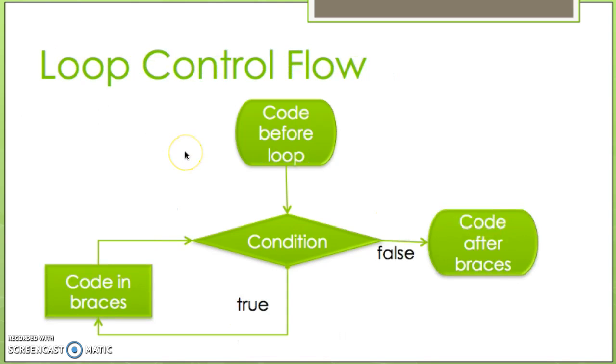Now if we actually look at loops, very similar. We have code before, and there's a condition we're going to evaluate. If it's true, we're going to execute the code within the braces following the conditional statement, and then we go back to the condition. Unlike the if and if-else statements, we keep looping back to the condition as long as it's true. If it's false, we fall out of the loop, or skip over the loop, and go to the code after the loop braces.